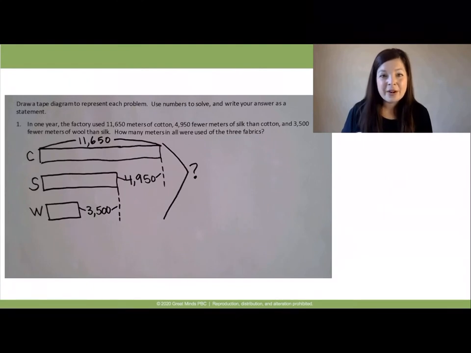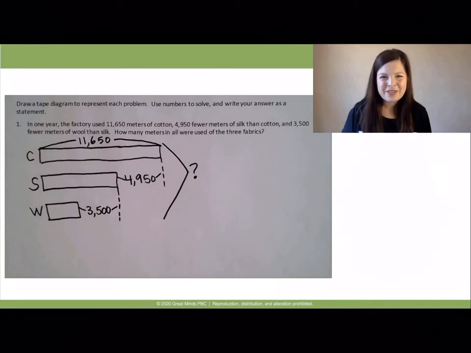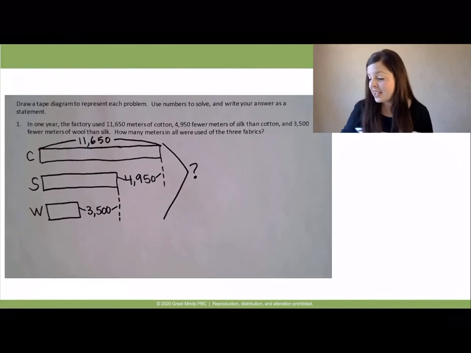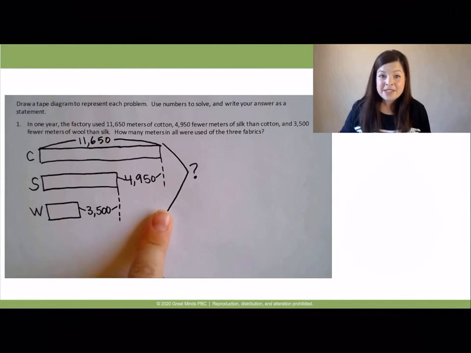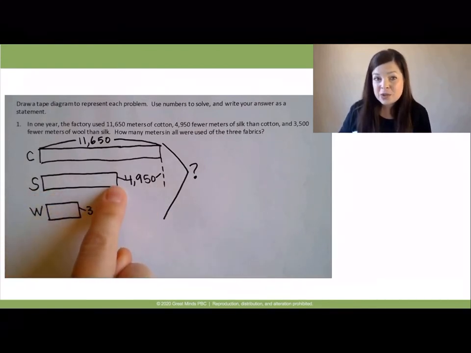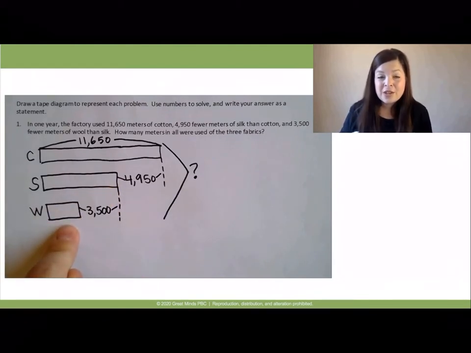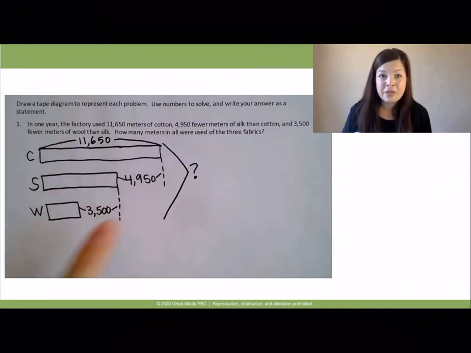Now, what does our tape diagram tell us about how we might solve? Pause the video to talk out your thinking. You may have noticed that in order to find out the total of all 3 fabrics, we have some other things that we need to find out first. We don't yet know how much silk was used or how much wool was used. So we'll need to find out those amounts before we can find out the total of all 3. Pause the video now to solve the problem using numbers and to write an answer statement to answer the question.